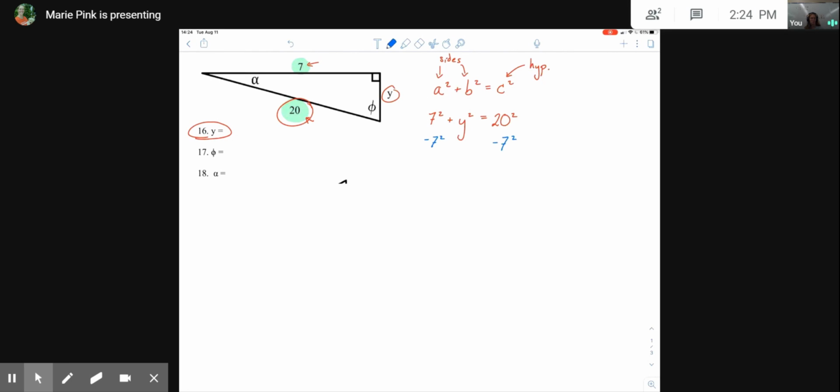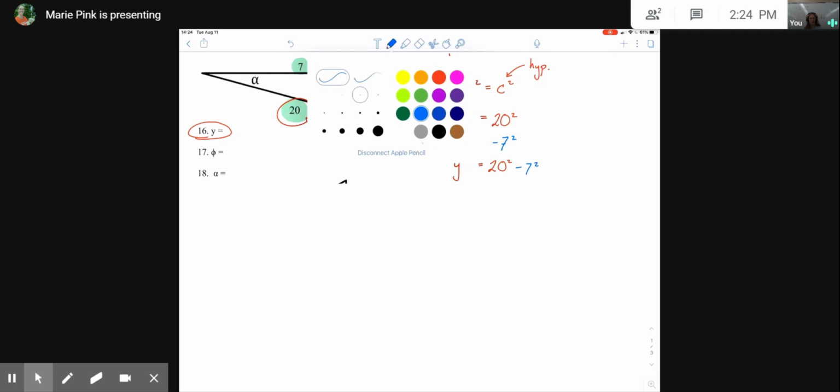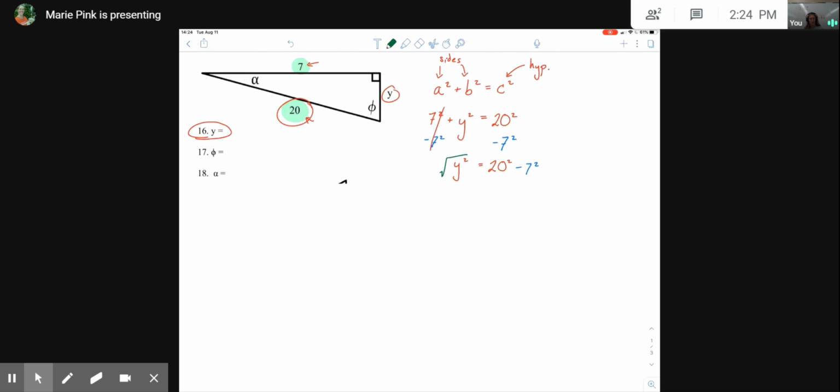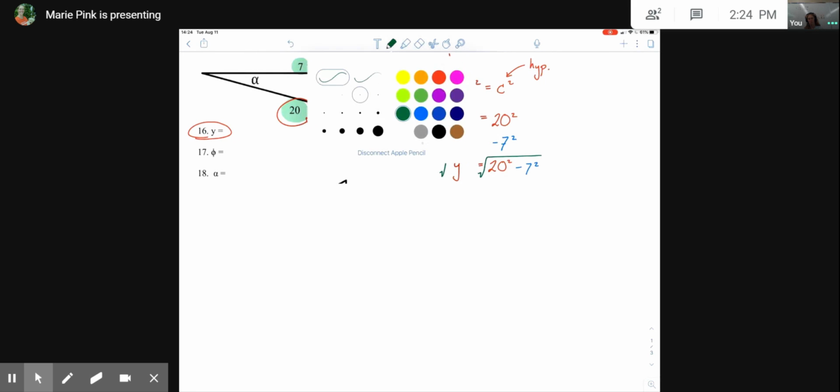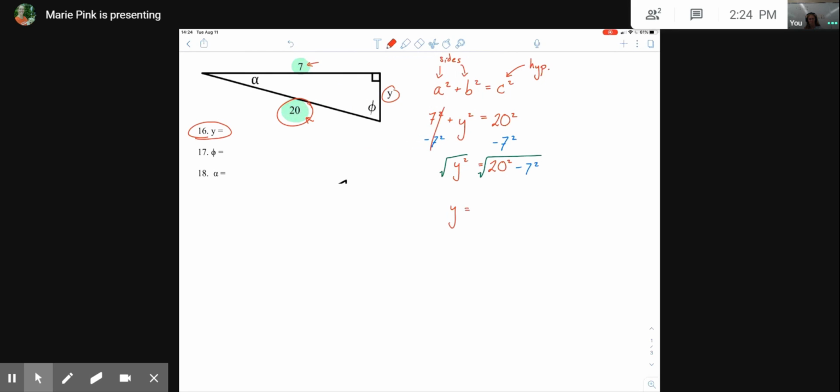And I cross my 7s just to make sure that it's clear that it's a 7. All right, so then those cancel out, and I'm left with y squared is equal to 20 squared minus 7 squared. So then I need to do the opposite of squared to get rid of that. Well, the opposite of square is square root, so I'm going to square root both sides. And I'll get y is equal to the square root of 20 squared minus 7 squared.